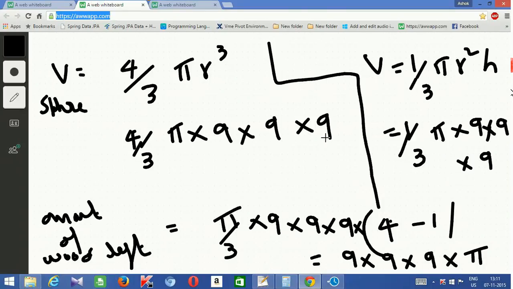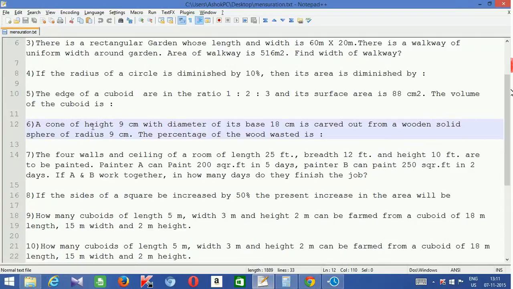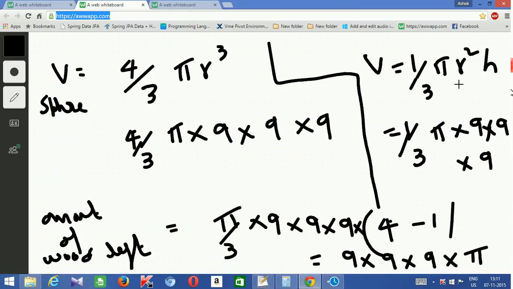And from this sphere, a cone is being carved out. So you need to find the volume of the cone that is being carved out. Height 9 cm and diameter of its base is 18. So 1 by 3 pi r square h is the volume of a cone: pi into 9 into 9, r square, and height is 9. And I'm going to subtract: the volume of the sphere minus the volume of the cone is the amount of wood left.